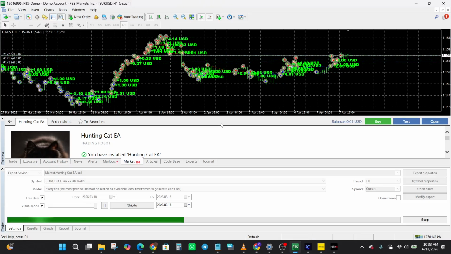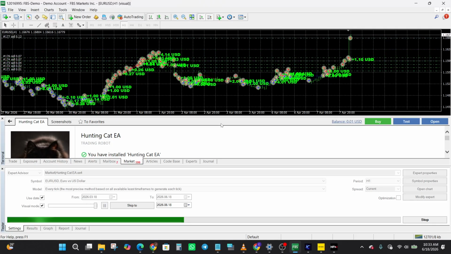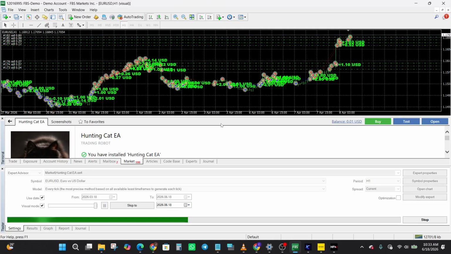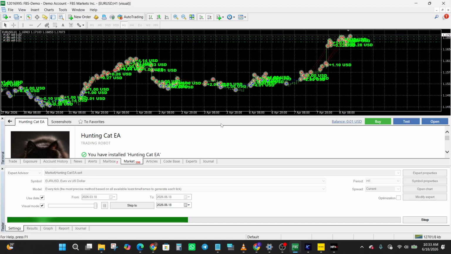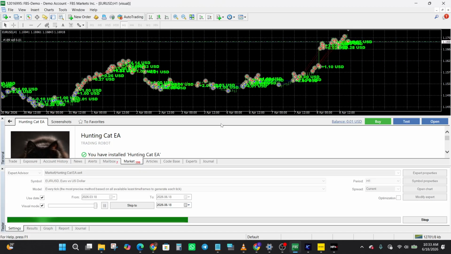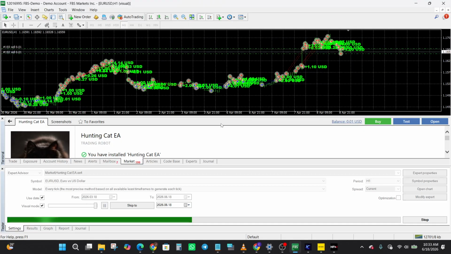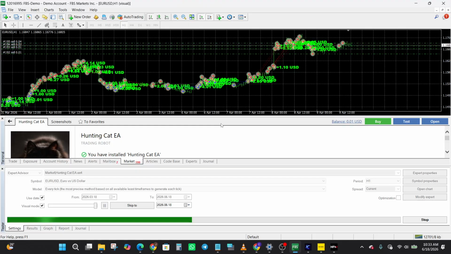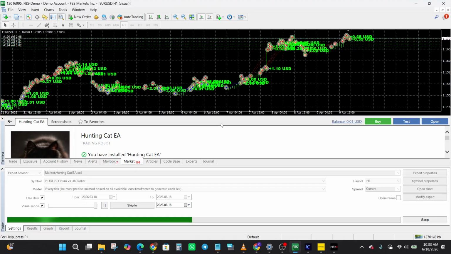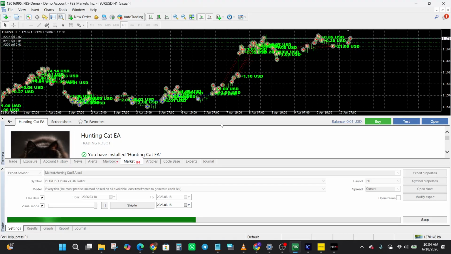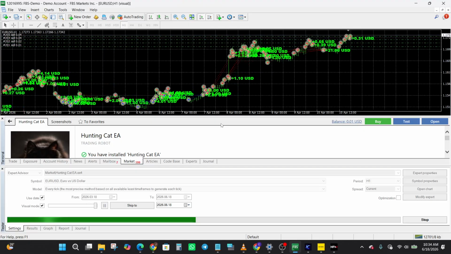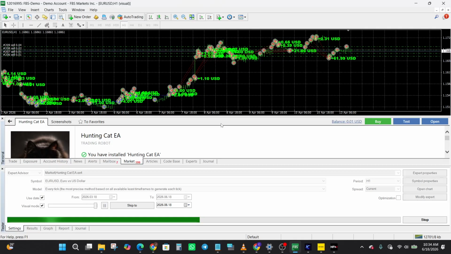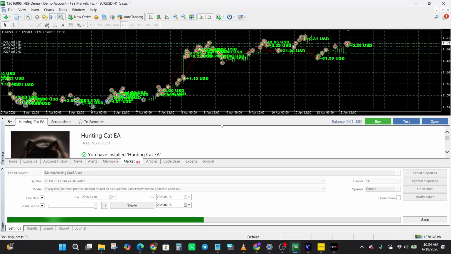Overall, Hunting Cat EA provides a configurable grid trading framework with trend following and counter trend options, drawdown reduction functionality, and flexibility across different markets and time frames. So if you are interested in this type of trading approach, I would strongly recommend performing your own optimization and long-term testing before considering any live deployment.